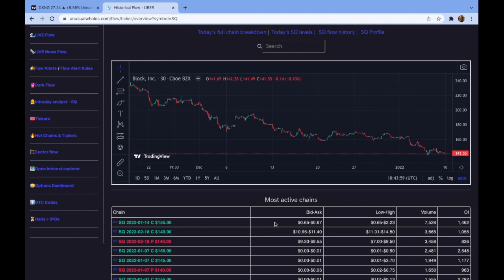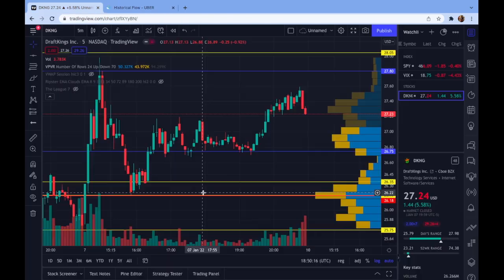Another example would be NIO and XPEV. NIO has really tight bid-ask spreads. XPEV is pretty loose, so it's a little bit harder to play. So I play NIO a lot. In the next part of the video, I'm going to go over the execution piece and trading price action, right?